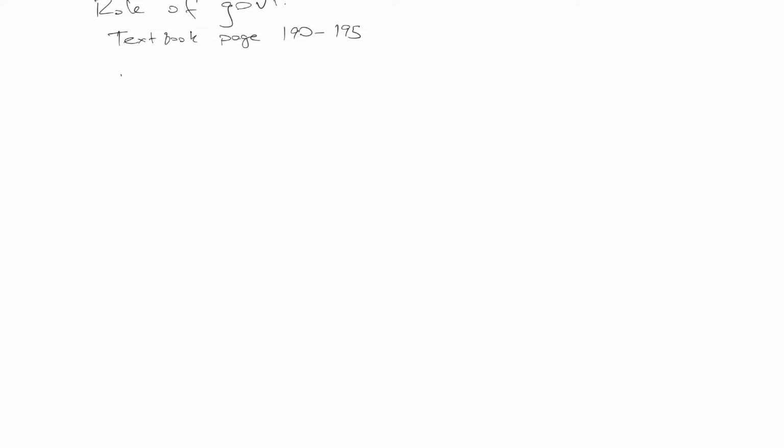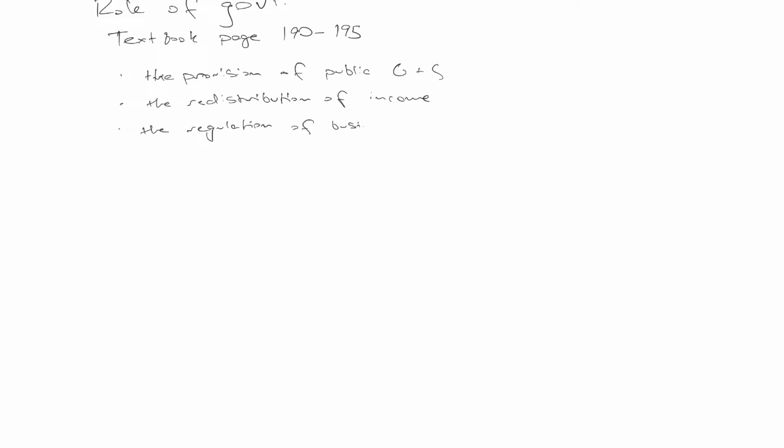So the 4 roles of government in order are, 1, the provision of public goods and services. 2, the redistribution of income. 3, the regulation of business enterprises. And number 4, macroeconomic management.